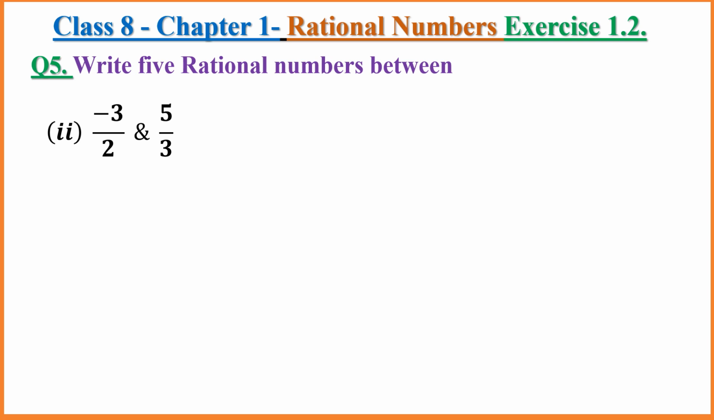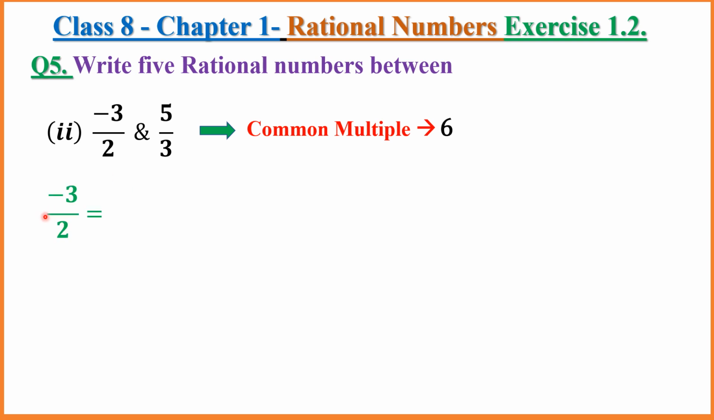Question number 5, subdivision 2: write 5 rational numbers between minus 3 by 2 and 5 by 3. So this is our negative number and this is our positive number. Again, if you check, the denominator is different, so we have to make it a common multiple. For 2 and 3, 6 is a common multiple.